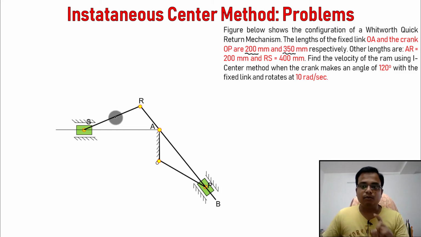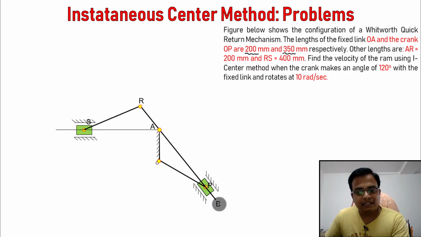Now comes the most important part. Find the velocity of the RAM. This is the RAM. This OP link is rotating, and this link RB is absolutely straight, and it is also rotating, or oscillating, you can say. And then this link P, or slider P, is sliding along this RB only.